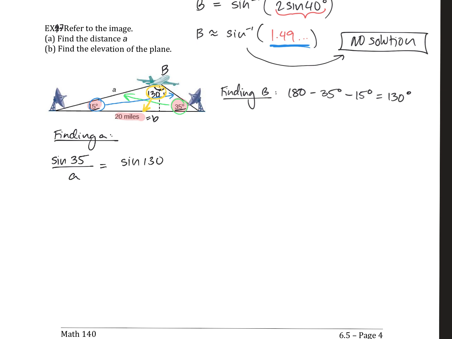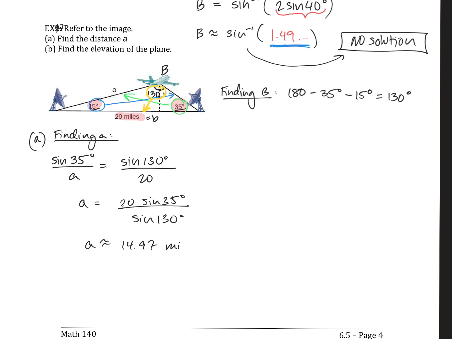So sine of 130 divided by 20. A is going to equal 20 sine of 35 degrees divided by sine of 130 degrees. Putting that into our calculator, we get A is approximately equal to 14.97 miles. And then, okay, that was part A. Hey, look, we finished part A already.